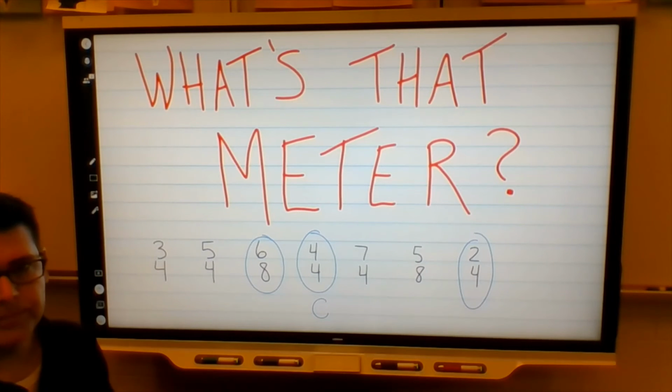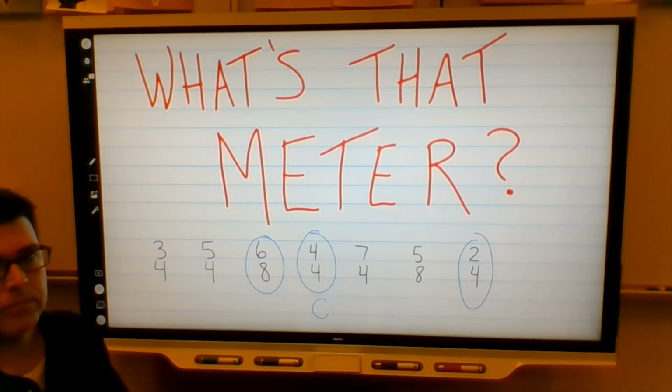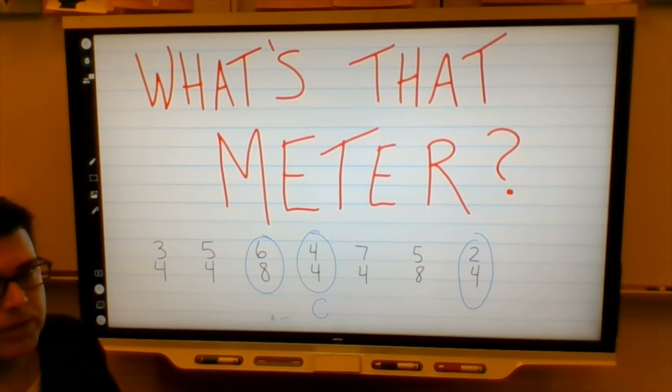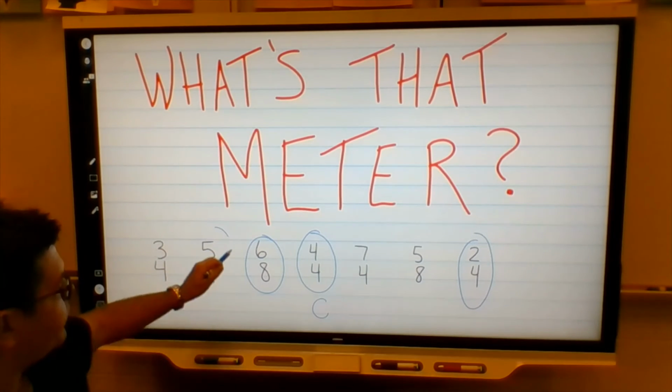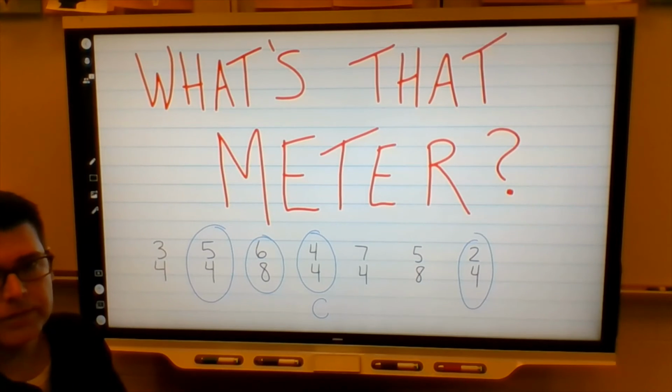All right, here's the next one. What do you think? That was a tricky one. It could have been one of 2 different options, but that was a meter of 5/4. We had 5 quarter notes. All right, here's another one.